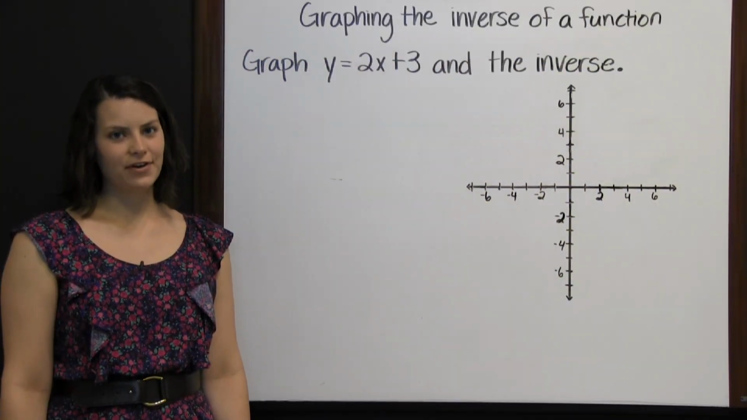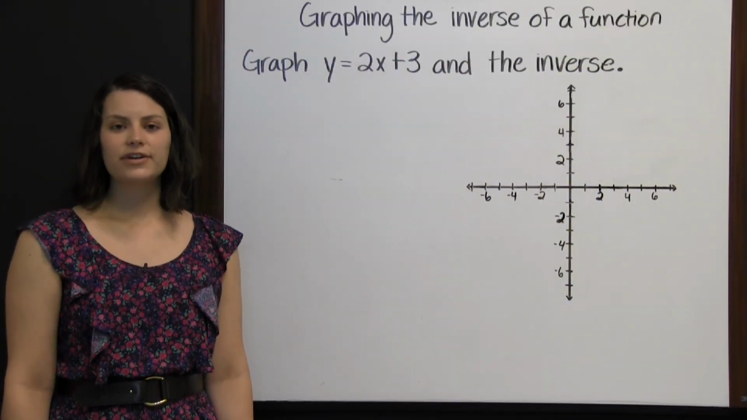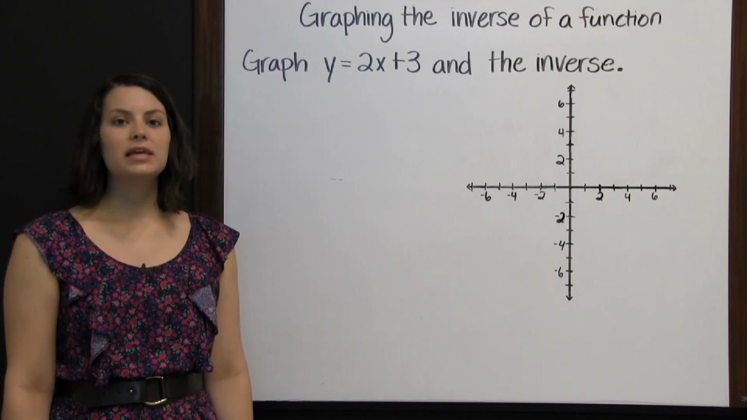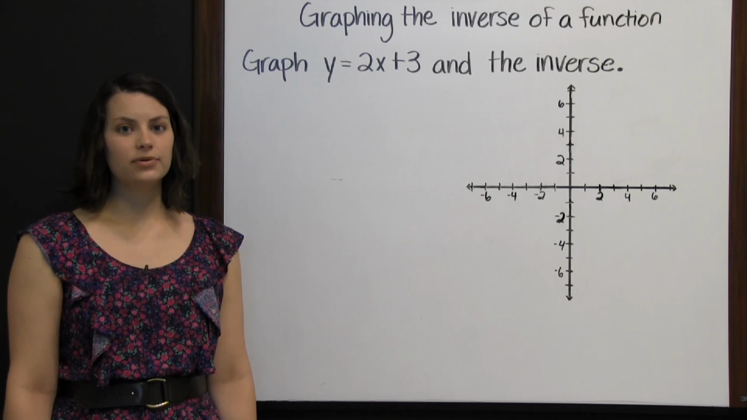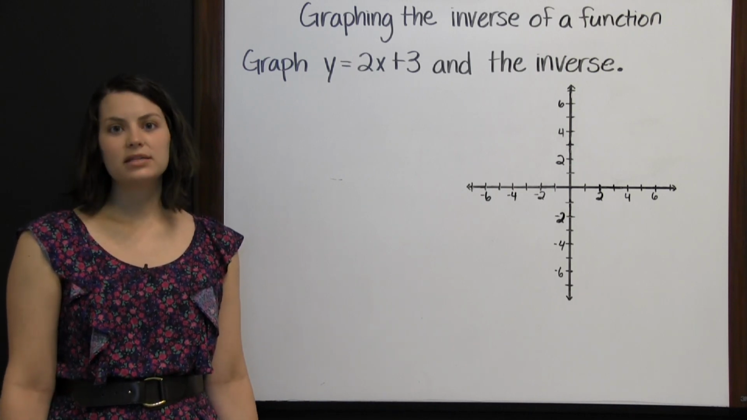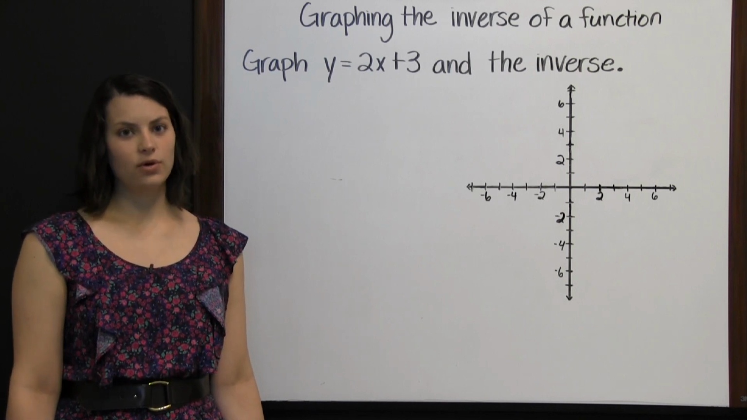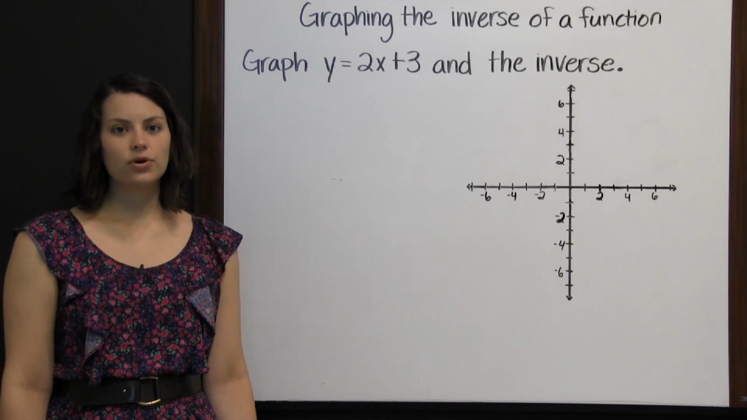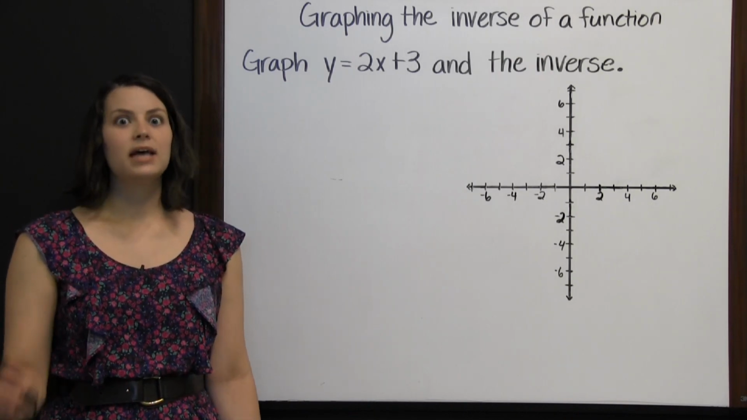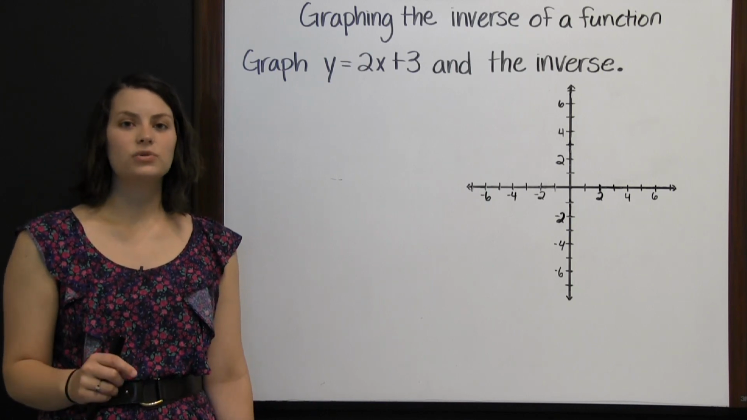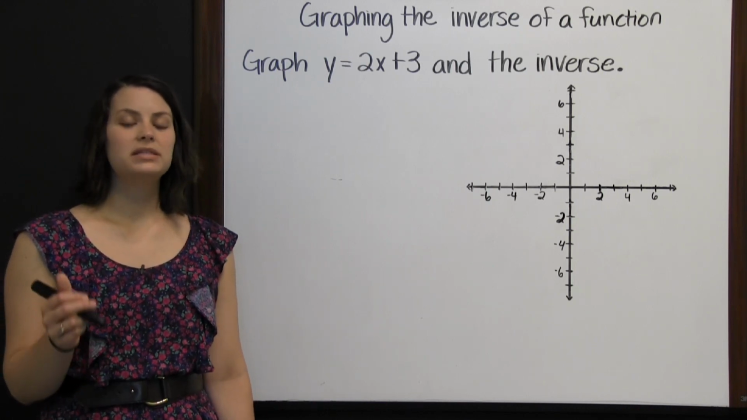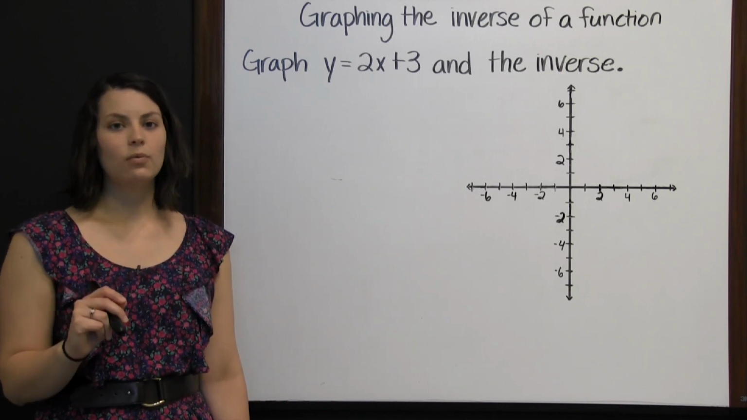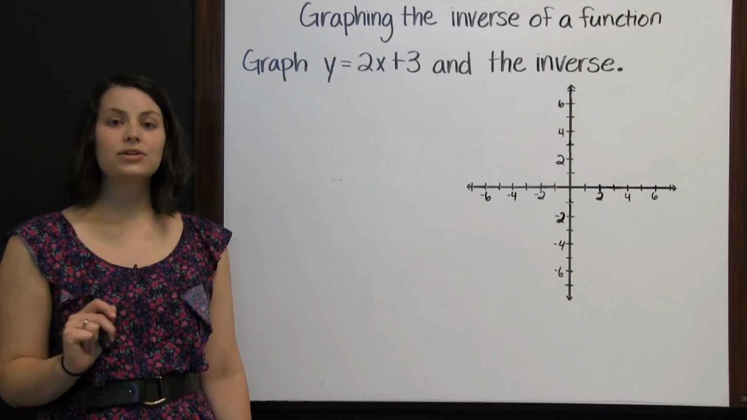Graphing the inverse of a function. The inverse of a function is the same as the original function, but with the independent and dependent variables switched, which just means switch the x and y values in the coordinates. The inverse of a function and the original will look the same, except that again, those x and y values will be switched, which means that the two graphs will be symmetric about the line y equals x. Let's look at an example.